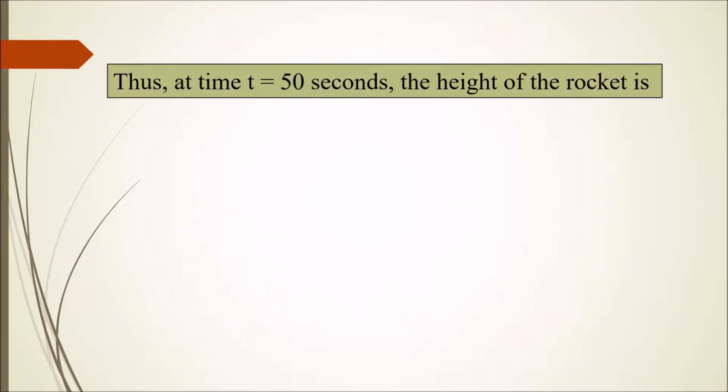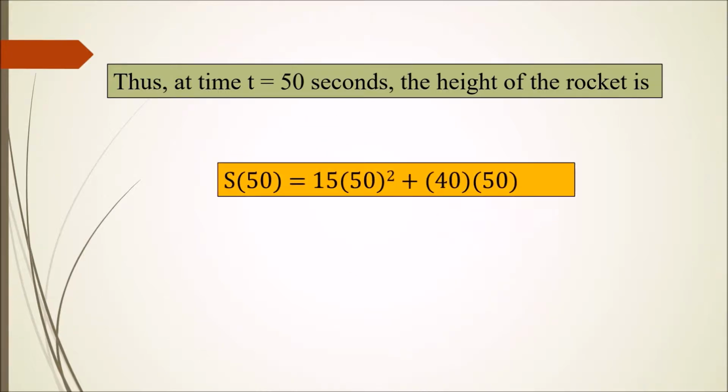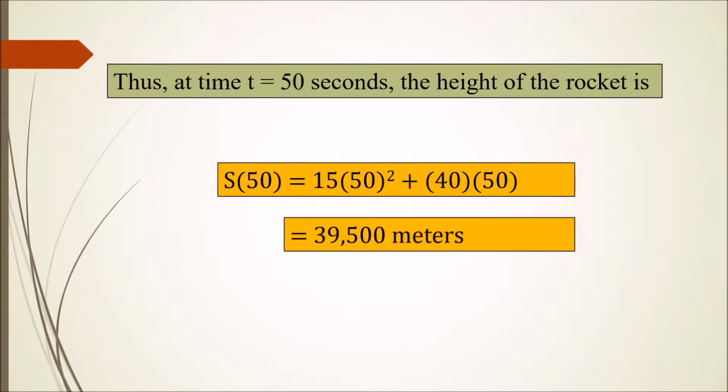Finally, at time t equal to 50 seconds, we substitute 50 into t and we will get the final answer, which is 39,500 meters. So the distance the rocket travels in the first 50 seconds is 39,500 meters. Okay, that's all the steps for question 1.